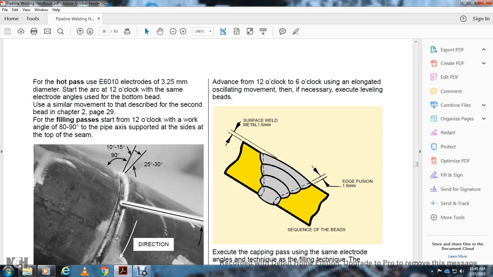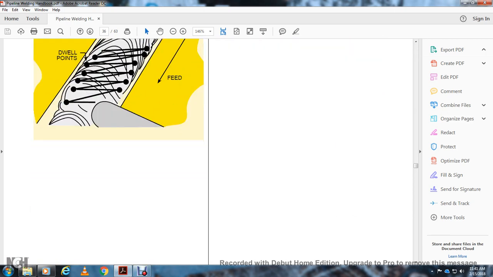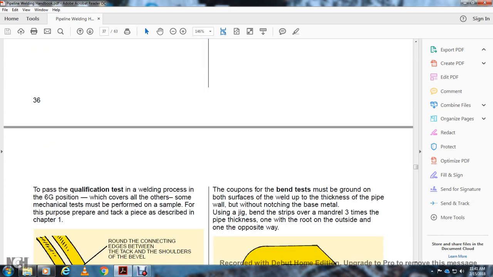Execute the capping pass using the same electrode angle and the filling technique. The external bead should create a reinforcement of 1.6 millimeters thickness, with a penetrative beveled angle of up to 1.6 millimeters, welding both halves of the joint and removing the slag. Surface weld metal 1.6 millimeters, edge of fusion 1.6 millimeters, sequence of the beads 1, 2, 3, 4 over the back beads. Pass the qualification step of the process for the 6G position.